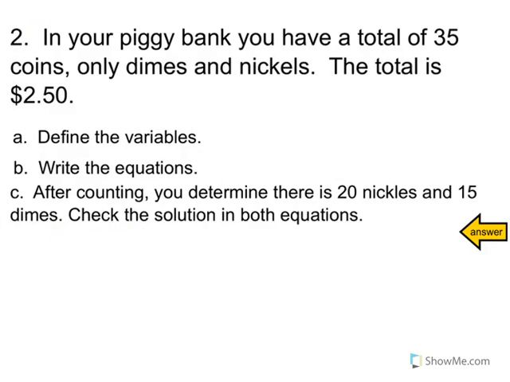Let's look at example number 2. In your piggy bank, you have a total of 35 coins, only dimes and nickels. The total is $2.50. So I don't have a rate of change here, so that's a clue that these are probably going to be written in standard form. My two quantities here are dimes and nickels. So I'm going to let X be the number of dimes, because I know the value of a dime. We're going to let Y equal the number of nickels.